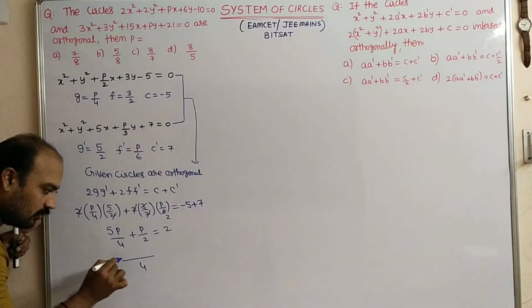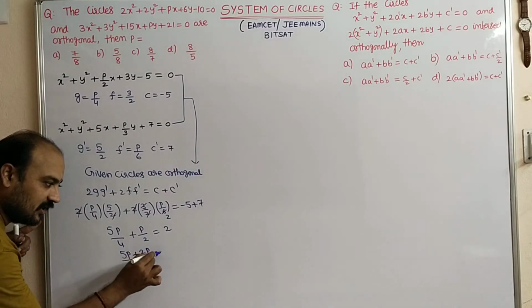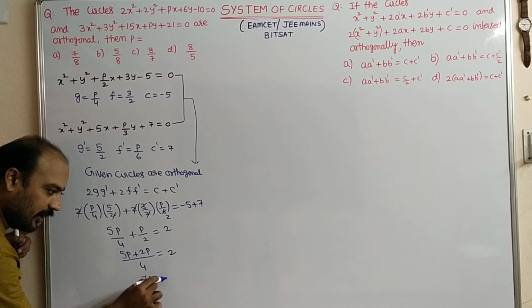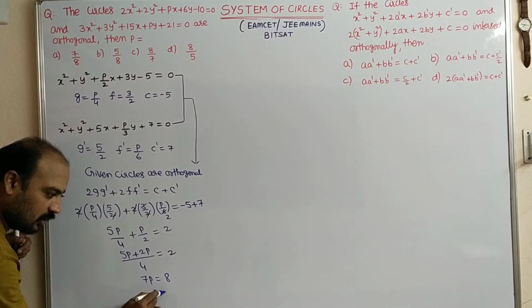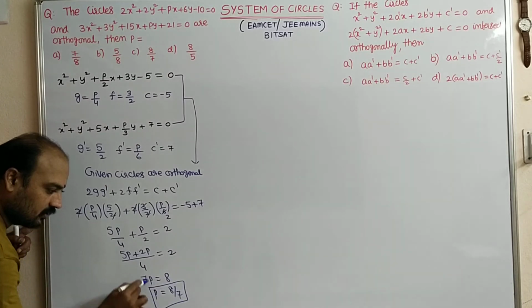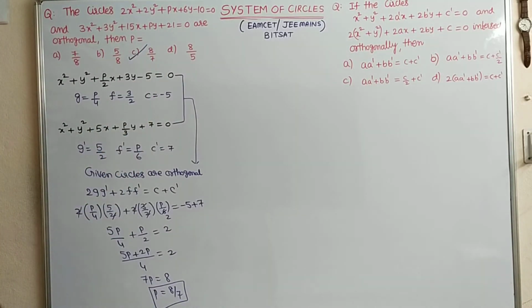Take LCM 4, 5p plus 2p is equal to 8. Cross multiply, 7p equal to 8, p equal to 8 by 7. So which is there in the third option. We will move to the next question.